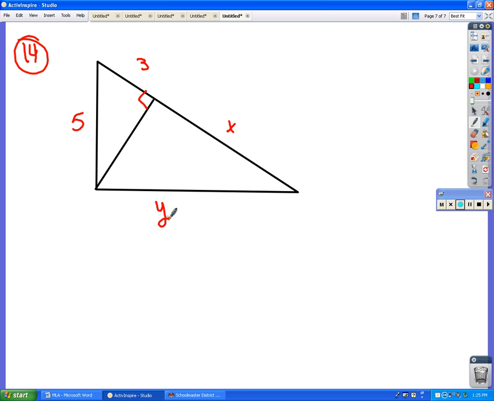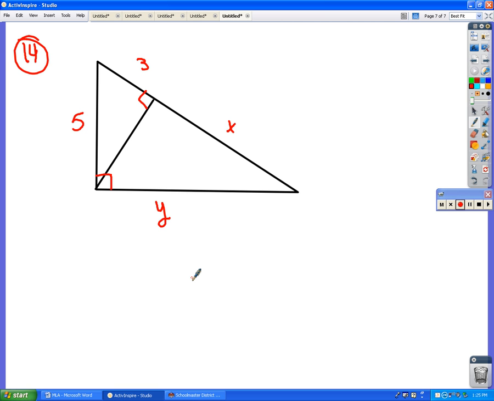Okay, 14, this is definitely one of those tricky ones. How many triangles do I have on the board? 3. Okay, so the key is to be able to see these triangles. And this is the right triangle also? Okay, I think we're going to have to use that. The trick is to be able to see these triangles as the 3 separate triangles that they are.